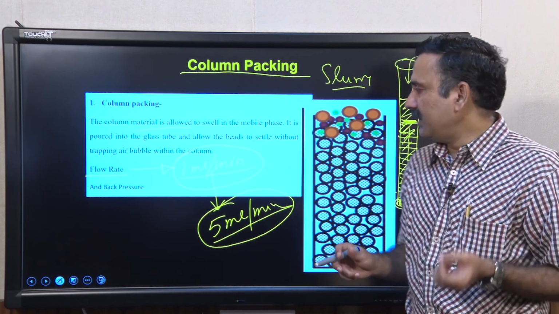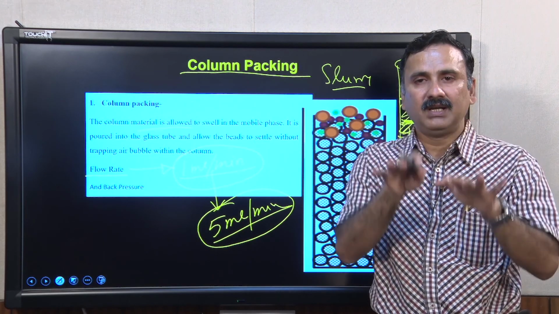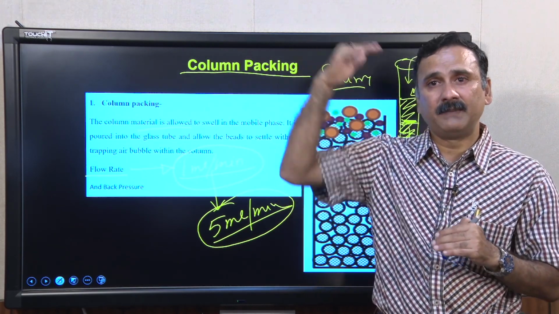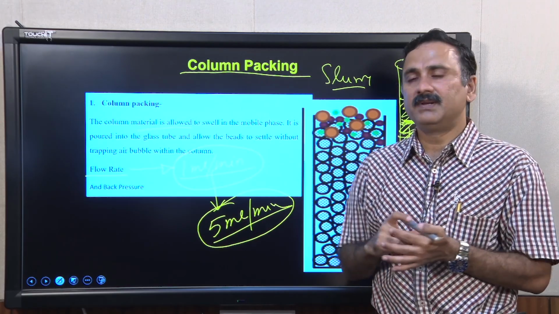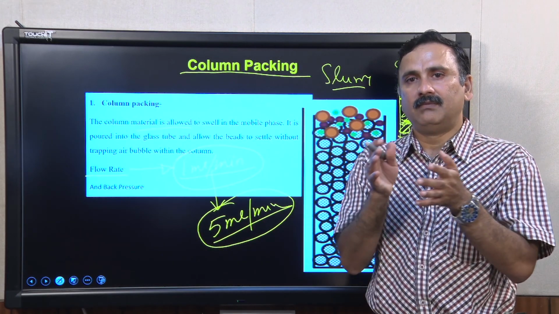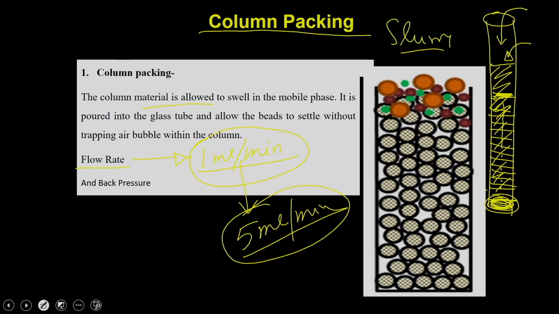Why is it so? It is so because you do not want to disturb the packing. Once the material is settled, it is going to form a continuous column or continuous chamber. You do not want to disturb that chamber, simply because if you increase or decrease the flow rate, it is going to bring in air bubbles, or it is going to disturb the packing. For example, if I start running this column at 10 ml per minute, when it is recommended to run it at 1 ml per minute.